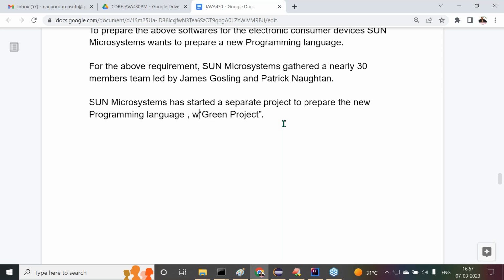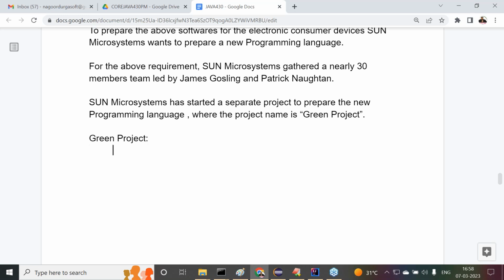Where the project name is green project. That's the point here we have to understand. Okay, right. Now understand it clearly. Inside the green project, Sun Microsystems wants to start a new programming language. What is this new programming language that Sun Microsystems wants to prepare there?